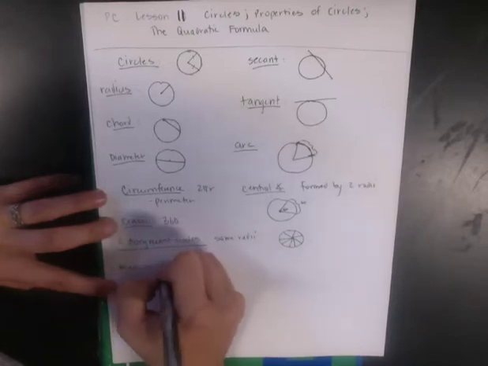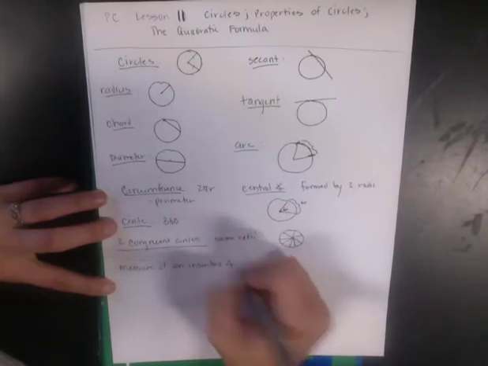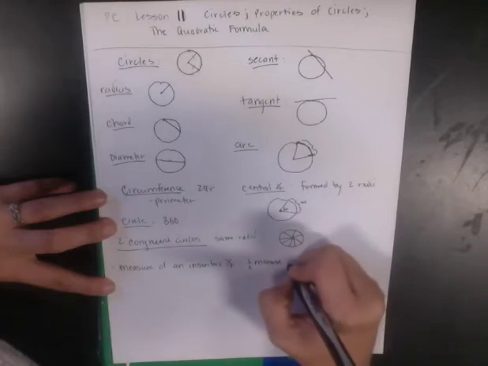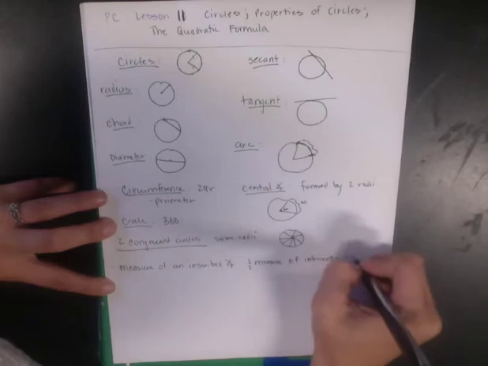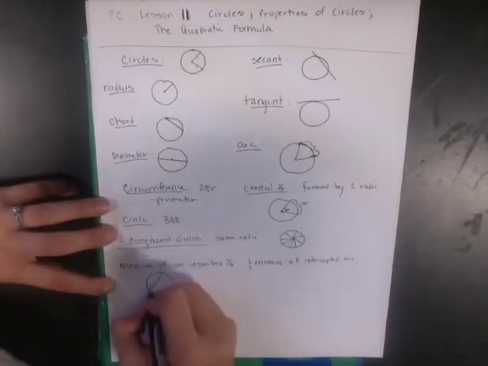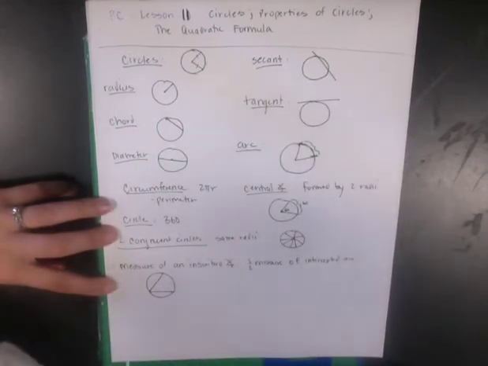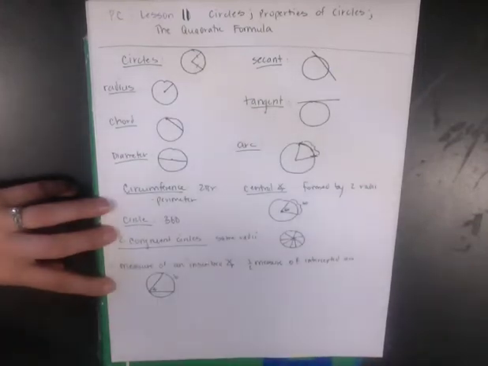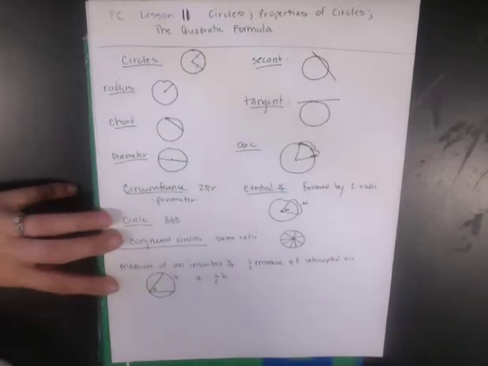The measure of an inscribed angle is 1/2 the measure of the intercepted arc. What does that mean? This is my circle. My inscribed angle means that it touches all the way to the other side of the circle. And if I said this measure was A and I said this arc was B, then the measure of angle A would be 1/2 the measure of B.